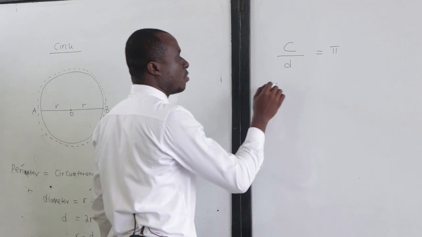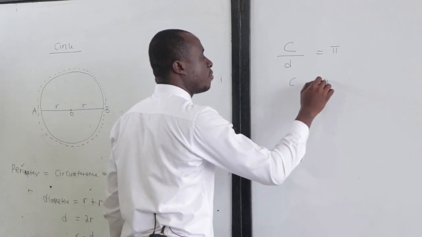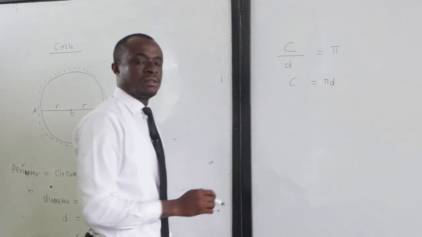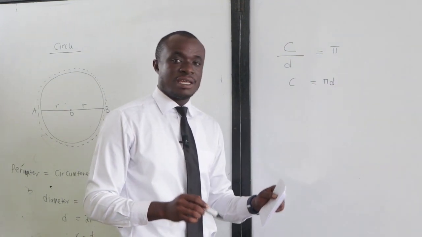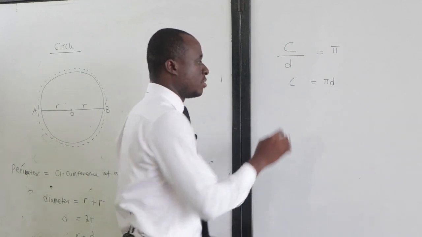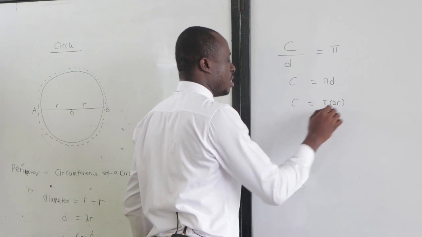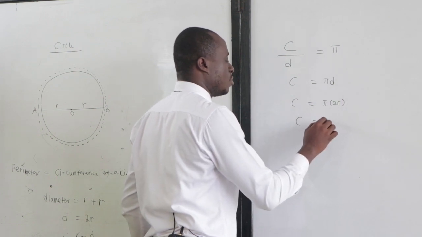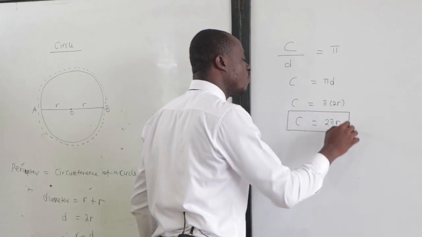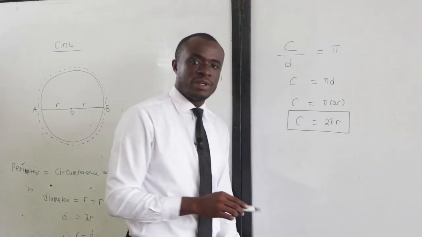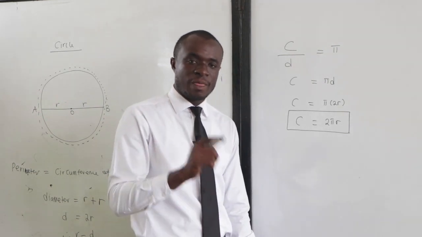Now, from here, what can we see? We can see that our C is equal to pi d. Now, what is the d? The d is the diameter, which is 2r. So this is the same as C equals pi 2r. You can say that this is 2 pi r. So the circumference of a circle is 2 pi r.